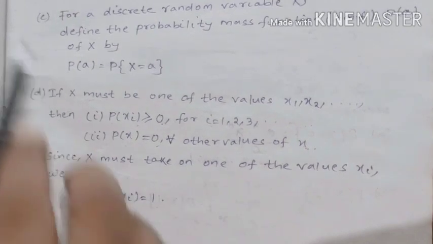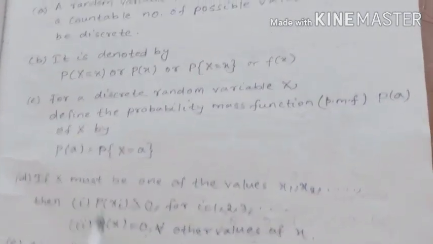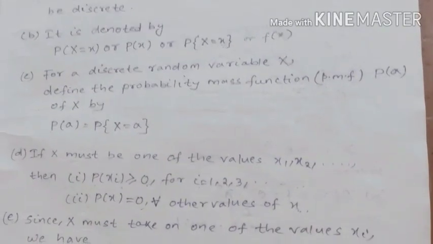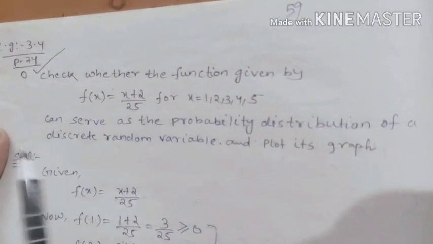There are 5 conditions for the discrete random variable. Discrete means you have to take the summation, and you have to find out that it equals 1. It is very important. Discrete case, one example is here.